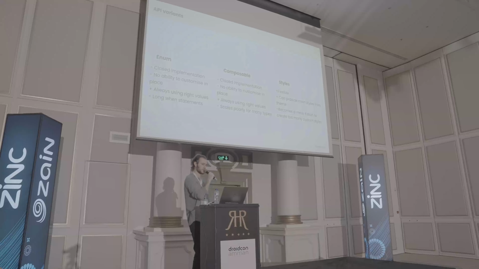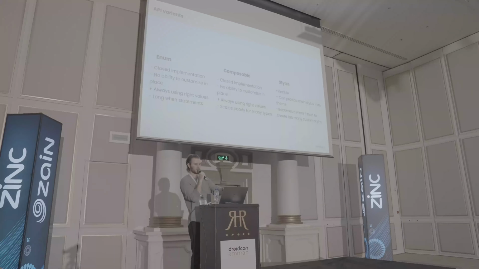So let's compare the differences. Of course, enum has a closed implementation, so it's super hard for developers to extend. You just need to add a new type, you have to modify the code of the component, and you don't have the ability to customize in place. But it's nice that you will always use the right tokens, because they're mapped within the component.